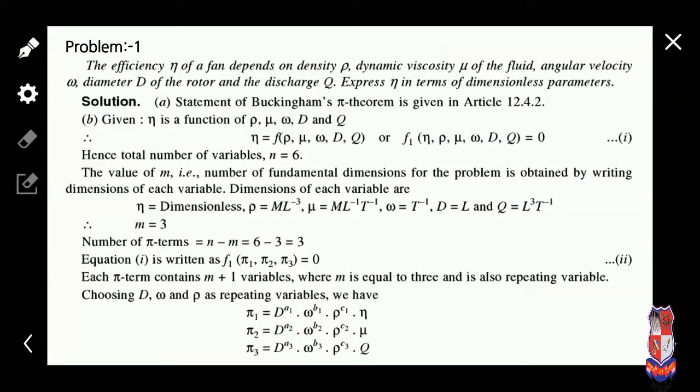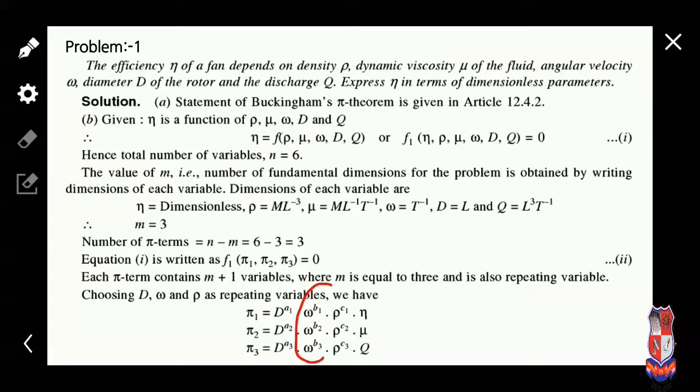Okay. Now we write pi 1, pi 2, pi 3, and each pi term has m plus 1 variables. So each pi term has 4 variables, since m is 3 plus 1. First we find the repeating variables. The first repeating variable is taken from the category of geometrical property. The geometrical property is defined by the diameter, so the first repeating variable is the diameter.